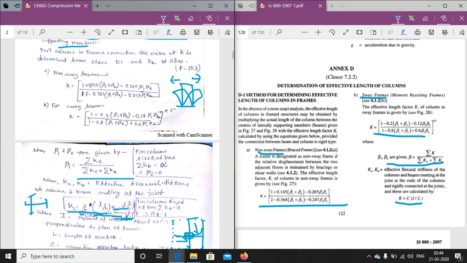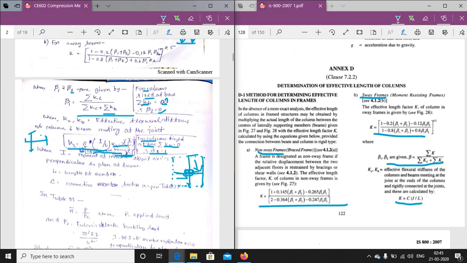Now, for the column, comes the Kc factor. For columns fixed at the base, summation of Kb will be infinity, and beta 2 will be 0. For column hinged at base, summation of Kb equals 0 and beta 2 equals 1.